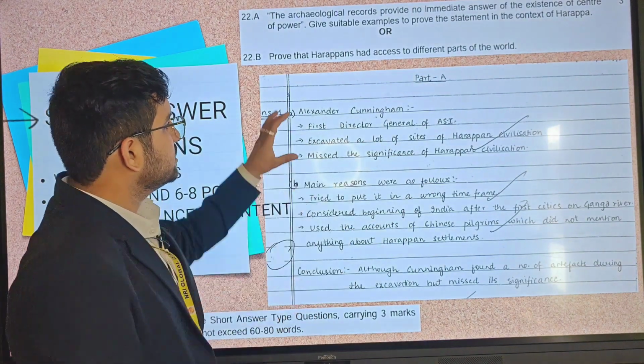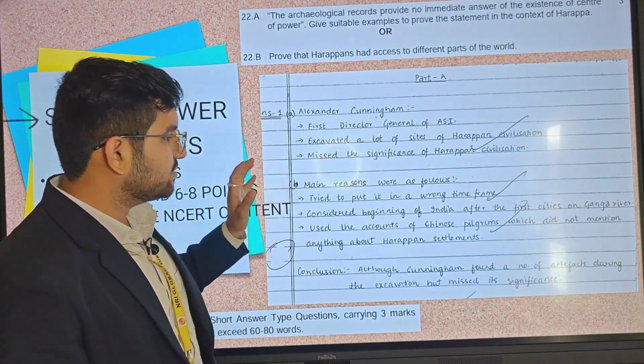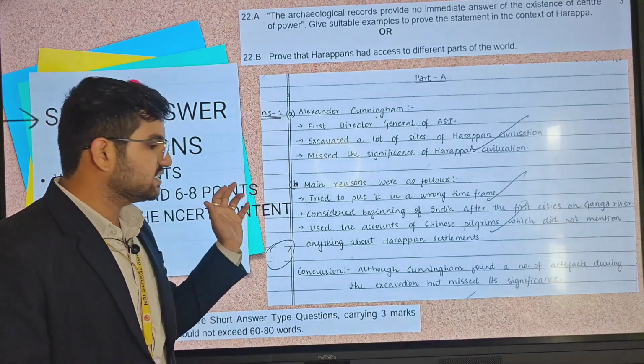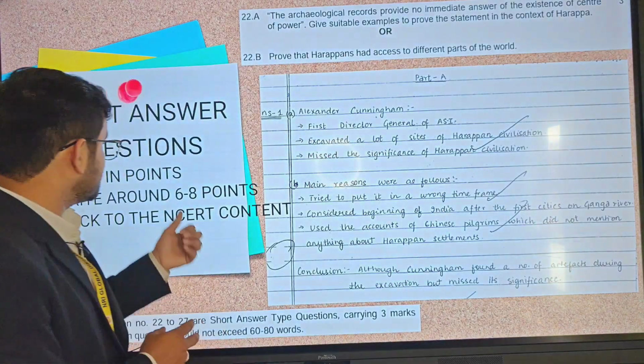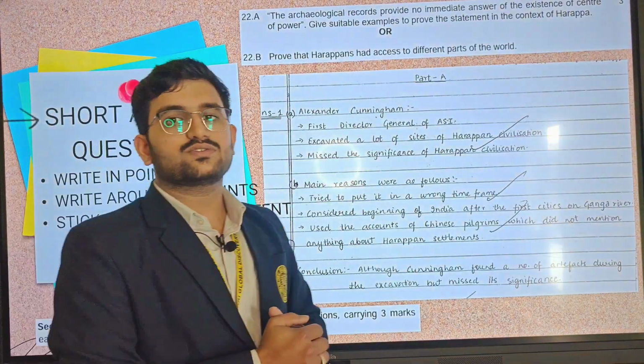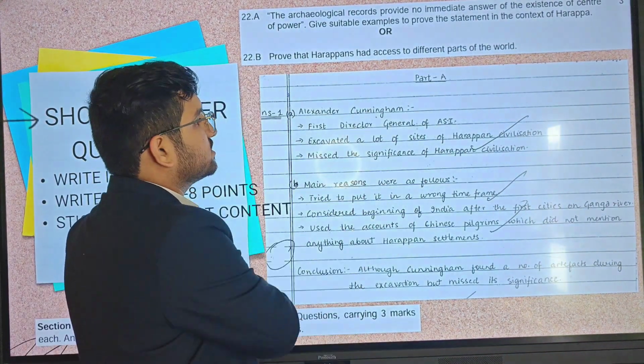Now see, here is a sample for your answer. This child has written approximately 6 to 7 points in the short answer. Similarly, as I told you, you have to write 6 to 8 points in the short answer. This was 3 marks. So moving ahead to long answer questions.